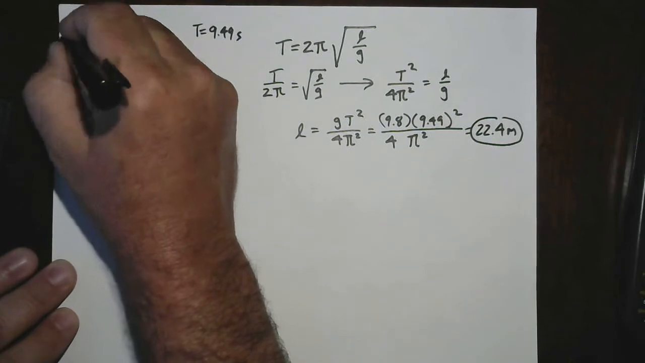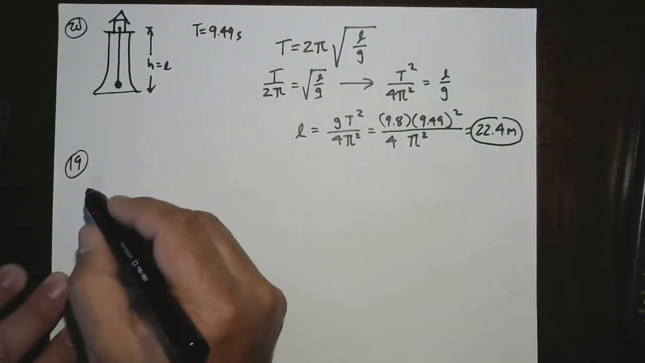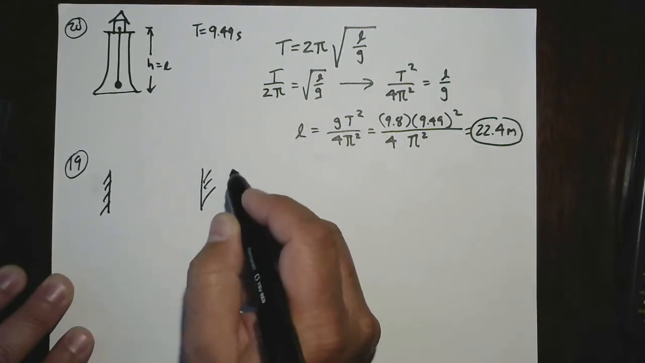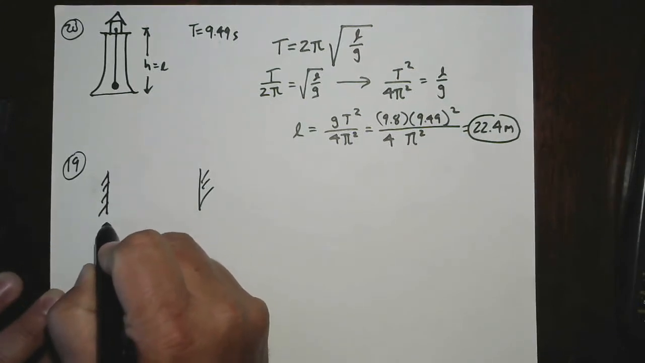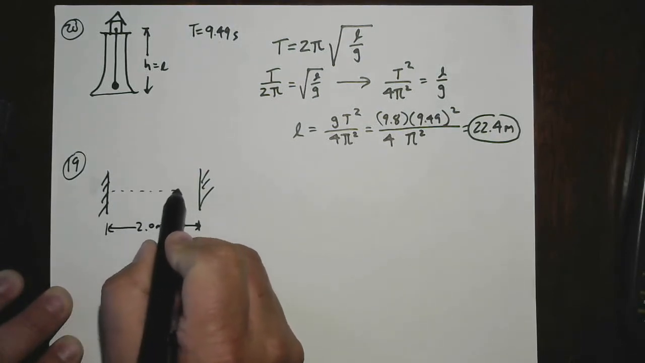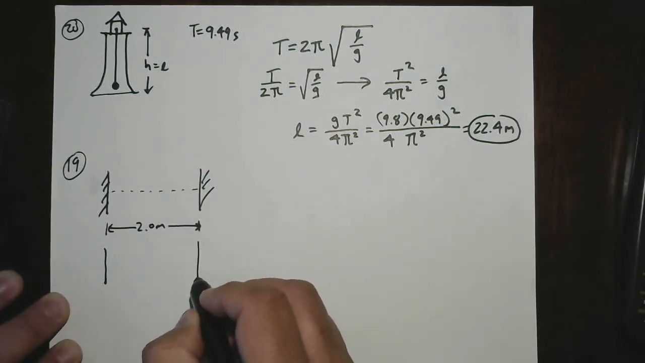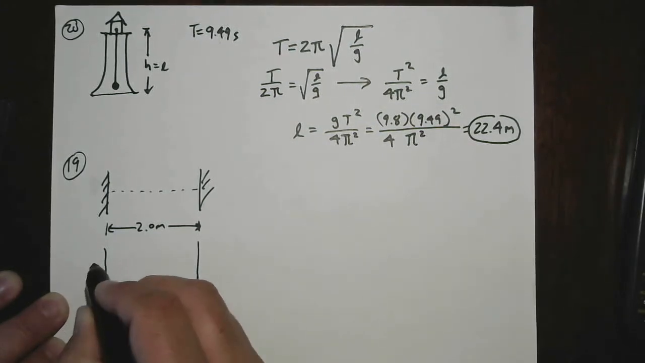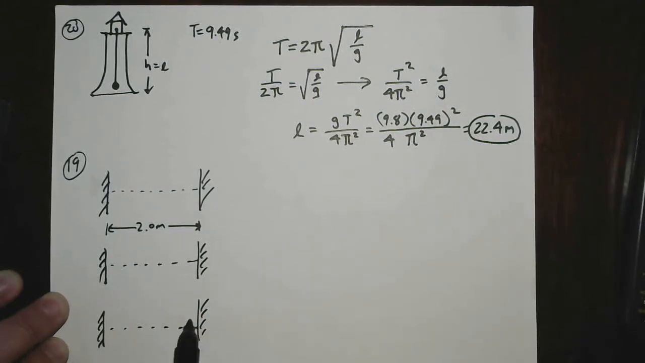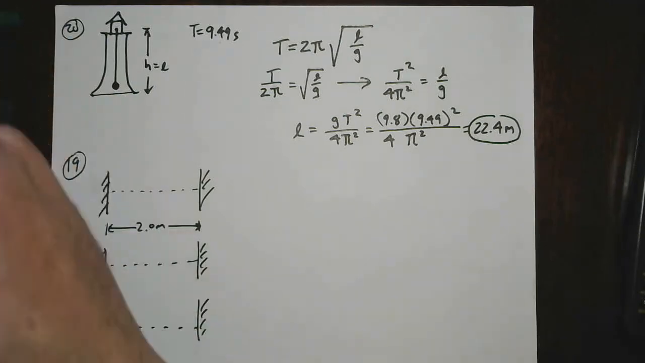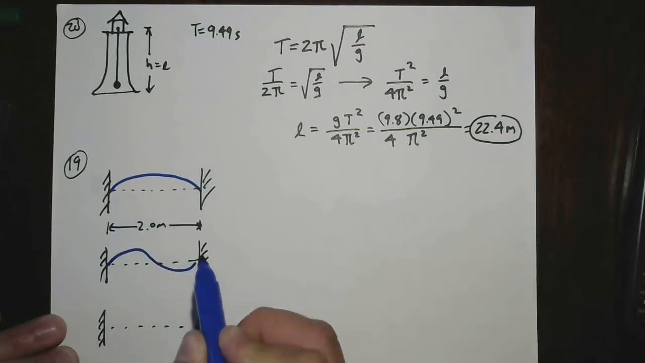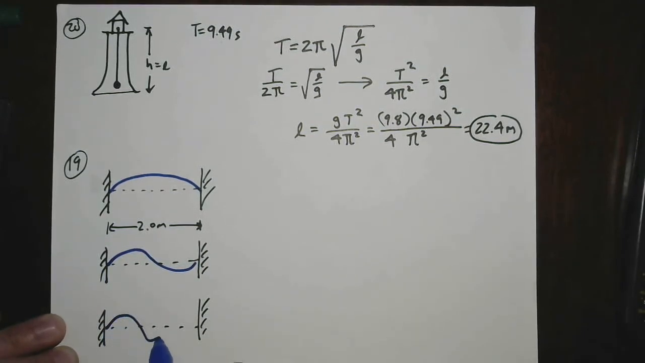Okay, now number 19. That was number 20. Number 19, we want to list three wavelengths that could fit in an area where a rope has a fixed end 2 meters apart, if I'm reading that right. So this is going to be 2.0 meters from here to here. And so let's draw three copies of this thing here. The simplest wave that fits in there is a wave that has only one antinode. That's one hump. The second simplest is one that has two humps, an up hump and a down hump. And the third one is an up hump, a down hump, then an up hump again.